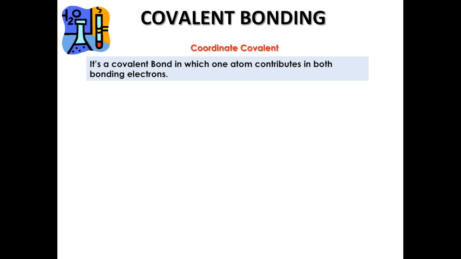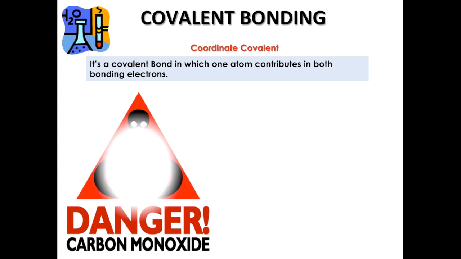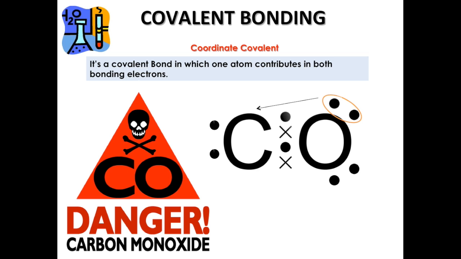Now, there is a kind of bonding that is not typical, is kind of rare, and is a covalent bond, a coordinate covalent. This is a covalent bond in which one atom contributes both bonding electrons. Check this out. This is carbon monoxide. In carbon monoxide, oxygen shares 2 electrons with the nearest carbon and is complete with that, its octet. But the carbon has only 6 electrons and it still needs 2 more electrons. So carbon borrows for a little moment those 2 electrons from oxygen and returns them immediately. So this is what is called coordinate covalent.